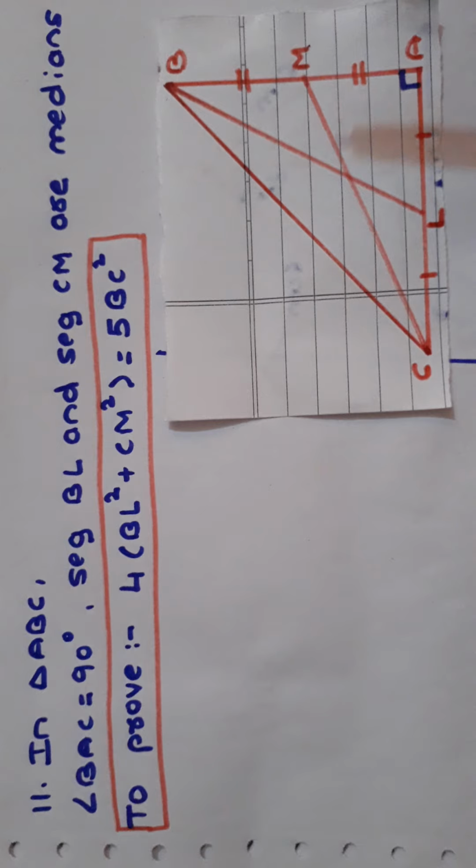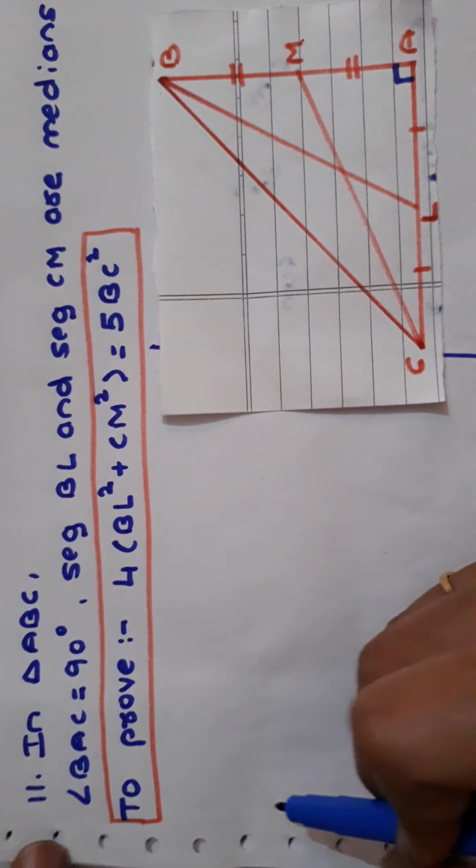Question number 11. In triangle ABC, angle BAC is 90 degree. Segment BL and segment CM are the medians to segment CA and segment BA. So that means M is a midpoint of segment BA and L is a midpoint of segment CA. To prove: 4 times BL square plus CM square is 5 times BC square. So let us start.